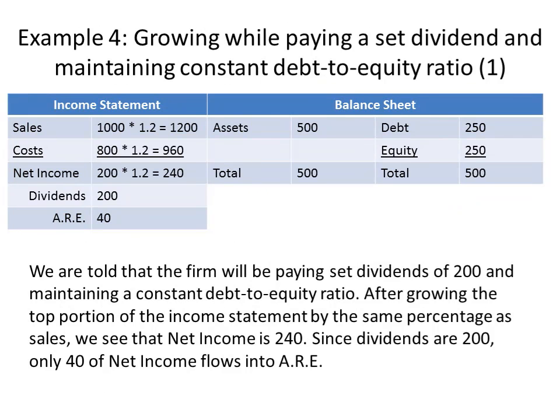Example 4 starts with the same base scenario but now has two constraints. The first is that we'll be paying a set dividend, and the second is that we'll be maintaining a constant debt-to-equity ratio. The set dividend that we are told to pay by our board of directors is 200. So we start out like we always do, inflating our income statement by the same percentage as we plan to grow sales. And that gives us net income of 240. Now if we're required to pay out 200, that means that only 40 is left over as addition to retained earnings to be added to our equity.